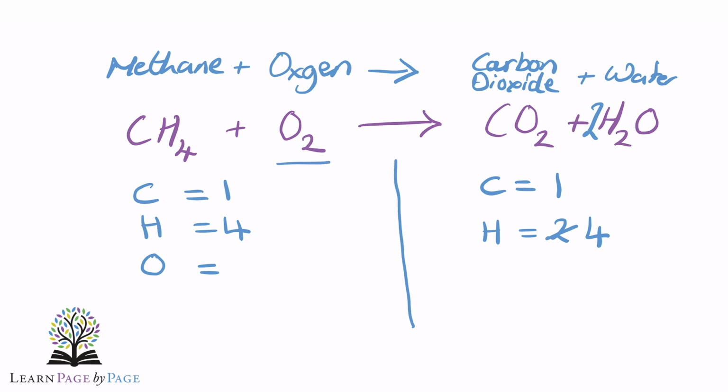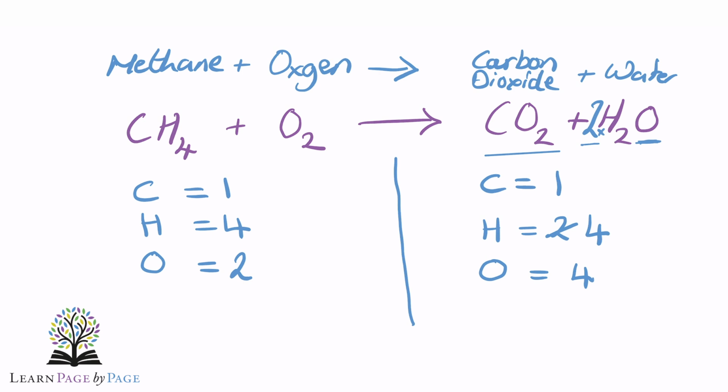Here we have 2 oxygens. Over the other side, we have 2 oxygens in the carbon dioxide. But if you also notice, we have oxygen in the water molecule. Now, because there is a 2 here, it's 2 times whatever's in this molecule. So there's actually 2 oxygens there as well. So in total, we have 2 in the carbon dioxide, 2 in the water molecules. That gives us 4. And we had 2 on this side. So we need to go ahead and balance that. And we do that by putting a 2 there.